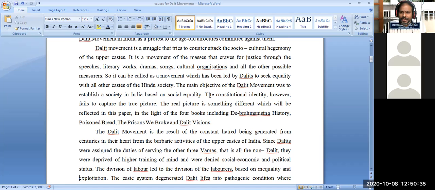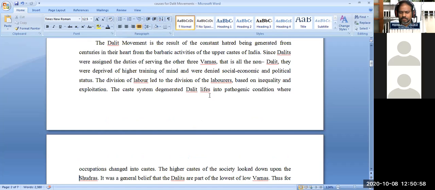The constitutional identity, however, fails to capture the true picture. The real picture is more difficult, which will be reflected in this lecture in the light of four books, including De-Brahmanizing History, Poisoned Bread, The Prisons We Broke, and Dalit Visions.